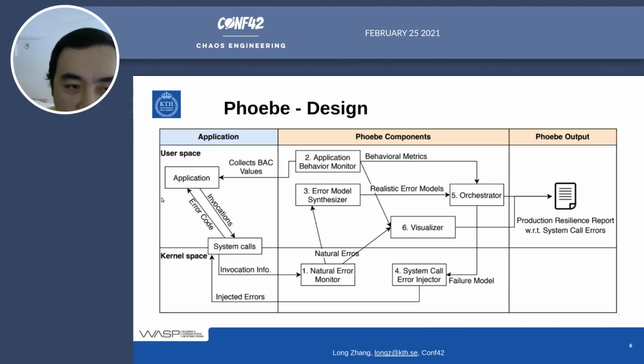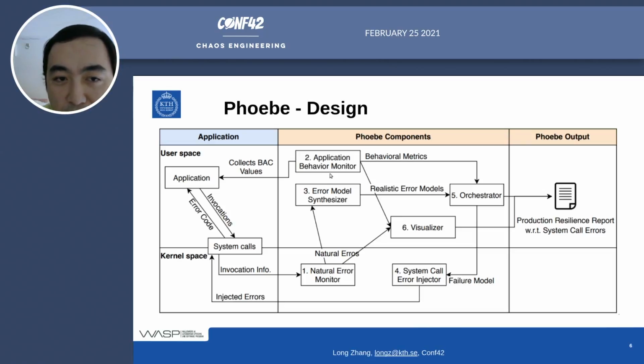We have an application in production. We just deploy it normally, and then the application interacts with the kernel space using different kinds of system calls. And then Phoebe attaches two different kinds of monitors here. The first one is the natural error monitor. We use some nice features provided by the Linux kernel, which I will introduce later.